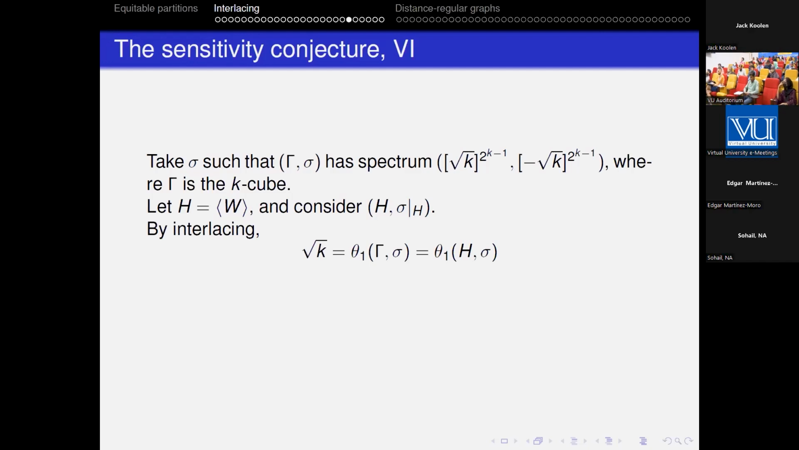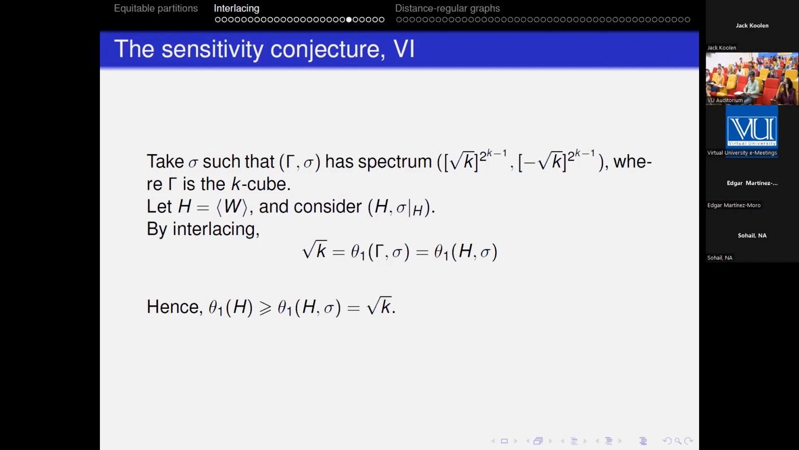But by interlacing, we have at least 2 to the K minus 1 plus 1 vertices. So we can only remove 2 to the K minus 1 minus 1 of the square root of K. So we are always left over with at least 1 square root of K. So this shows that the last eigenvalue of H is at least square root of K.